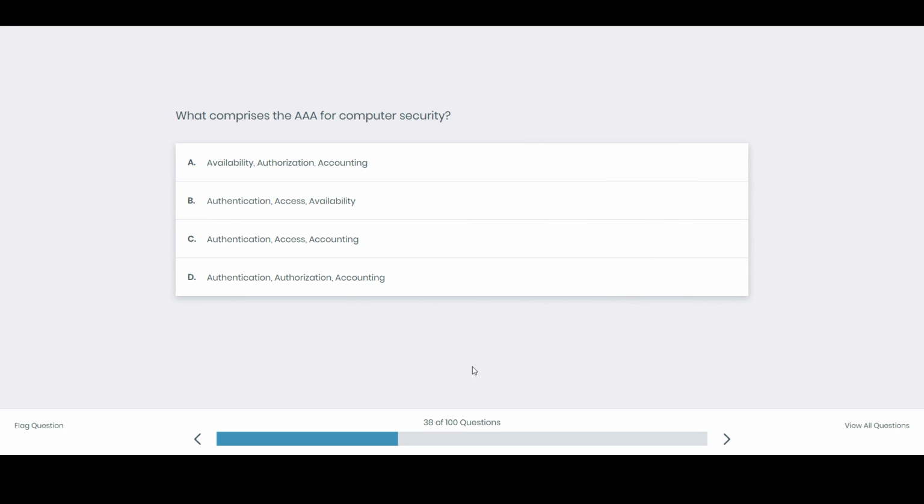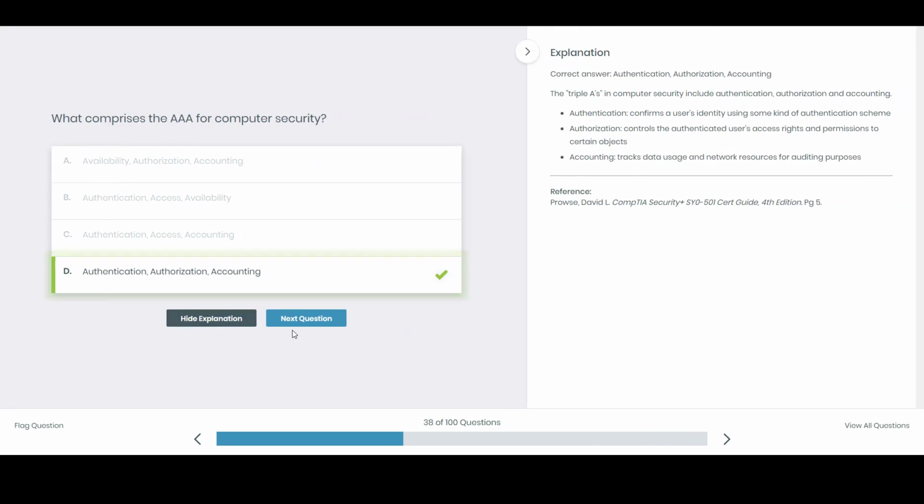Okay, what do they compare? This is authentication, authorization, and accounting. Yes, this is AAA. AAA is computer security that includes authentication, authorization, and accounting. Authentication confirms a user identity using some kind of authentication scheme. Authorization controls the authenticated user's access, rights, and permissions to certain objects. Accounting tracks data usage and network resources for auditing purposes.